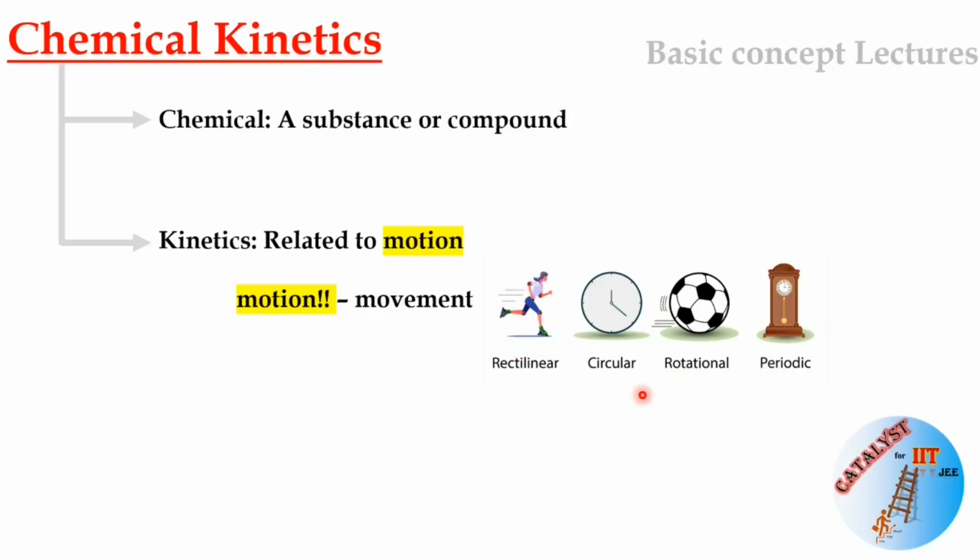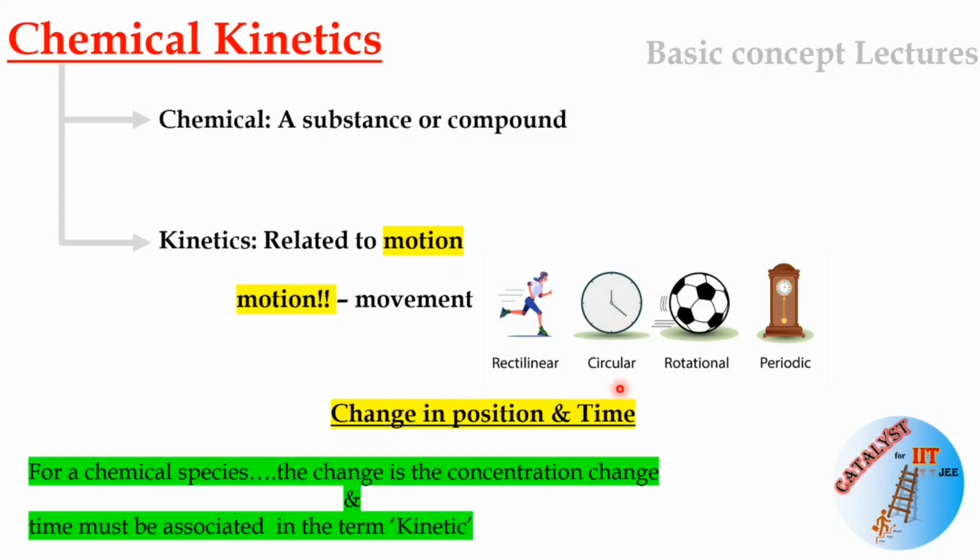Now, in all these motions, you will see a change in position with time. For example, in this clock, the hand of this clock was initially at this position, but after some time it moved to this position. So there is a change in position and it takes some time. So for chemical species, what we are going to talk about is the change in concentration with time. So in the term kinetics, the time must be associated and also the change in concentration must be associated within it.